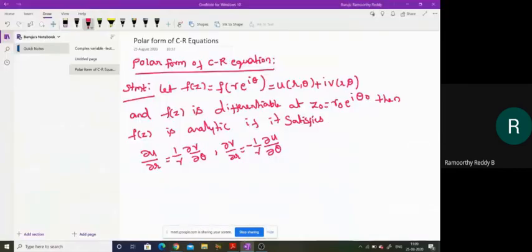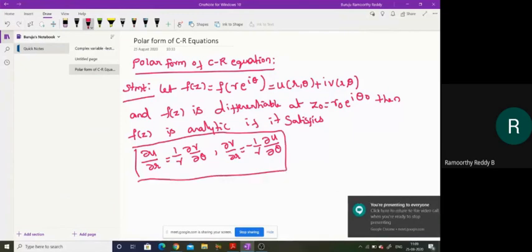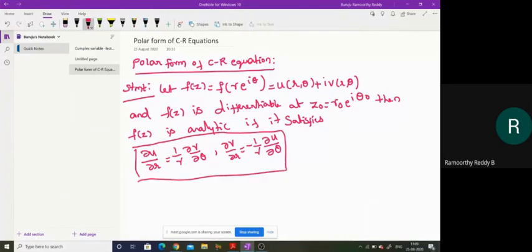These equations are called the Cauchy-Riemann equations in polar form, whereas in Cartesian form, dou u by dou x is equal to dou v by dou y, and dou u by dou y is equal to minus dou v by dou x. So this is in polar form. So already we know the polar form.